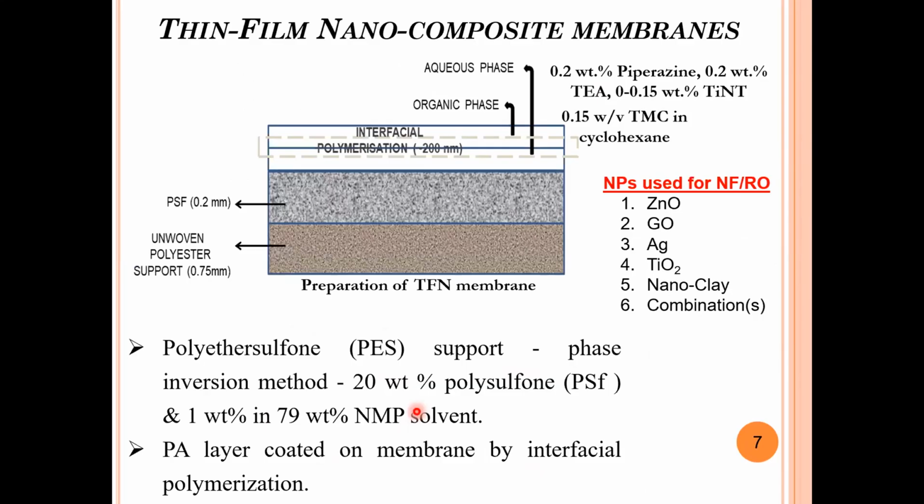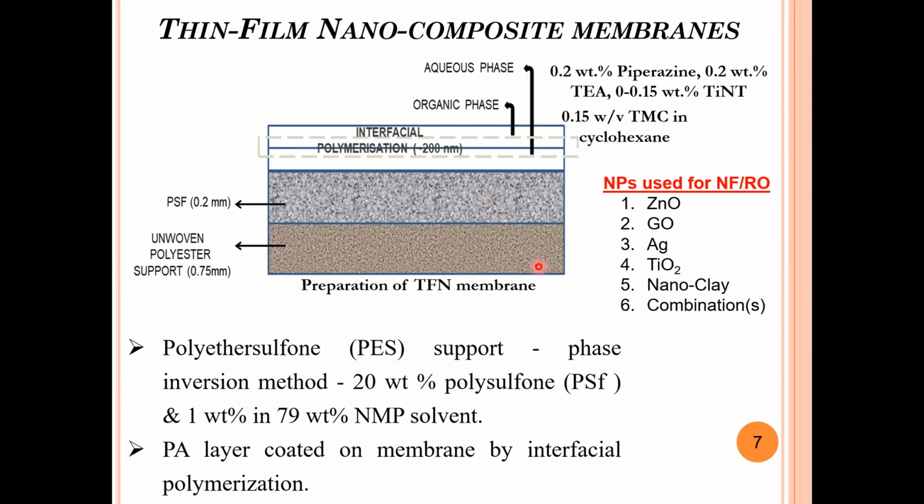Now the thin film nanocomposite membranes. It's a flat sheet membrane that we prepared. First was the polysulfone matrix, prepared using the phase inversion technique with 20% polysulfone and 1 weight percentage additive in 79% NMP solvent. Once the PSF surface is formed, we move on to interfacial polymerization with 2 weight percentage MPD, 1 weight percentage CSA, and 0.82% SLS. So we followed a particular recipe.